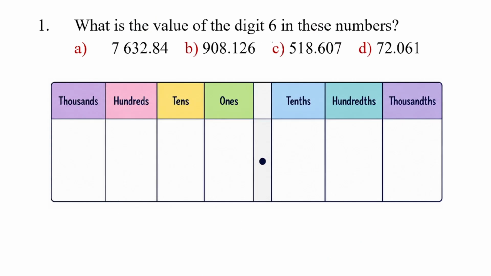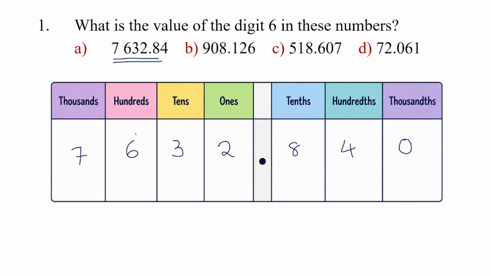What is the value of the digit 6 in these numbers? Place these numbers in the place value grid. Right, we have the 7. The 7 is what? It's 1,000. Okay, we have 6, which is here. We have 3, we have 2, and then our decimal point there. And then we have our tens, which is 8, and then hundreds, which is 4, and then 0,000s.